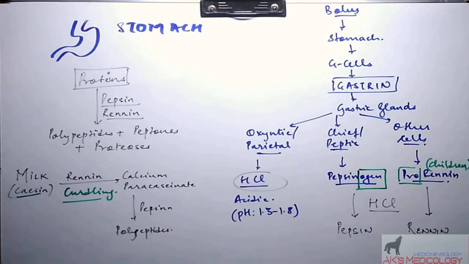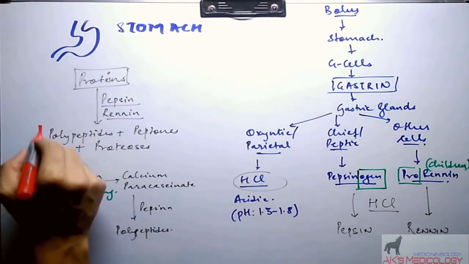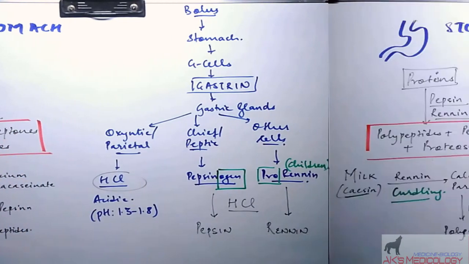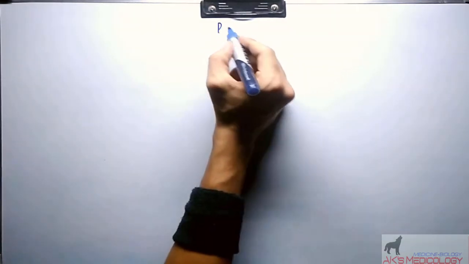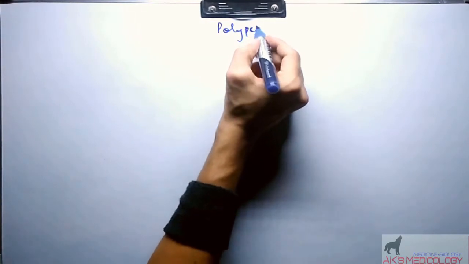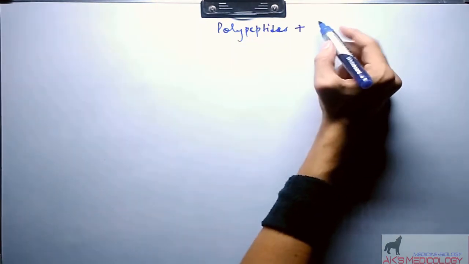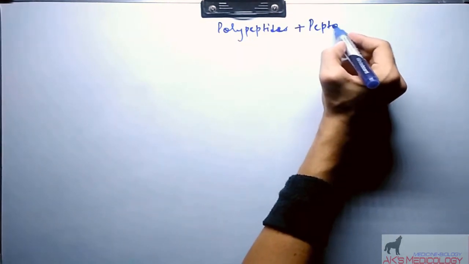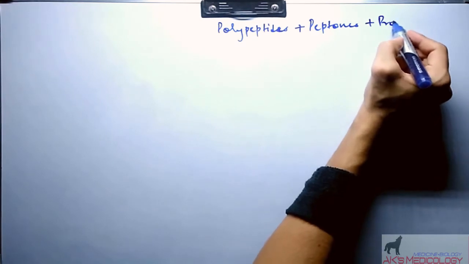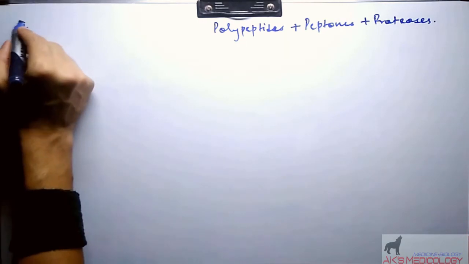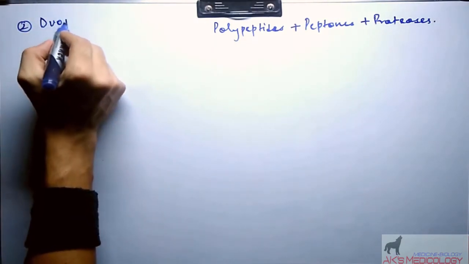So, the last products which are formed in the stomach after the partial digestion of proteins are polypeptides, peptones, and proteoses. Now, the partially digested proteins which we were having were polypeptides, peptones, and proteoses. Now, these pass down from the stomach into the duodenum, which is our second site for digestion of proteins.